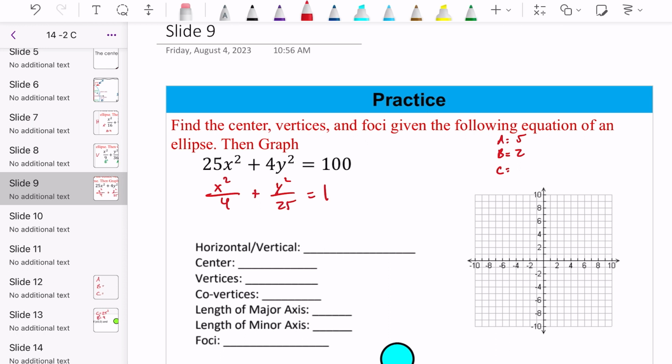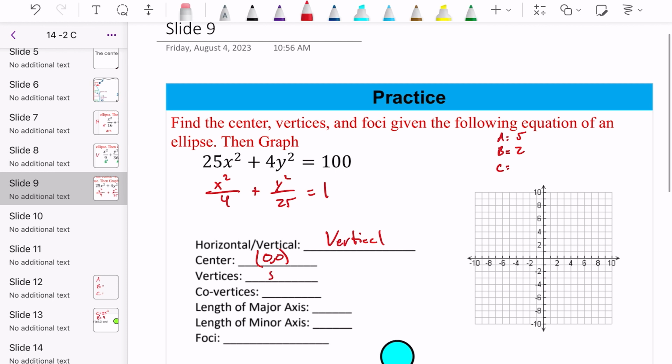So first thing would be horizontal or vertical. Keep in mind it's underneath the y, which means this would be vertical. Our center is going to be 0, 0. And the vertices, I will put as 0, 5 and 0, negative 5.